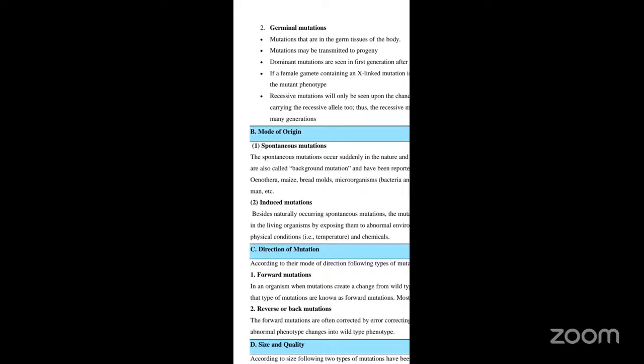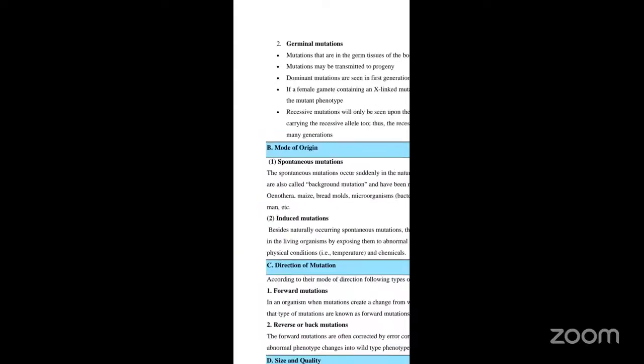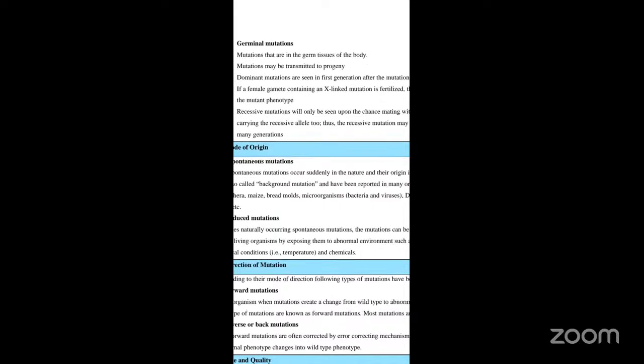Now here the dominant mutations are seen in the first generation after the mutation occurs. Now if a female gamete contains an X-linked mutation and is fertilized, then the males will have the mutant phenotype. And recessive mutations will only be seen upon chance mating. Okay, so this is about the germinal mutation, or the germ mutation.